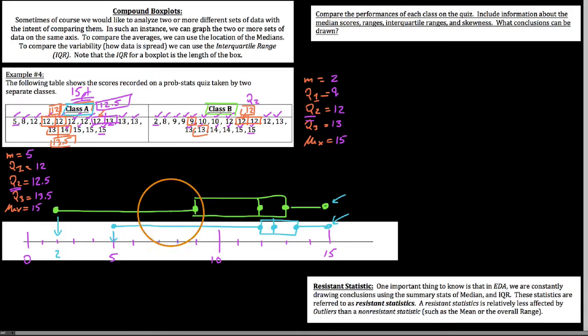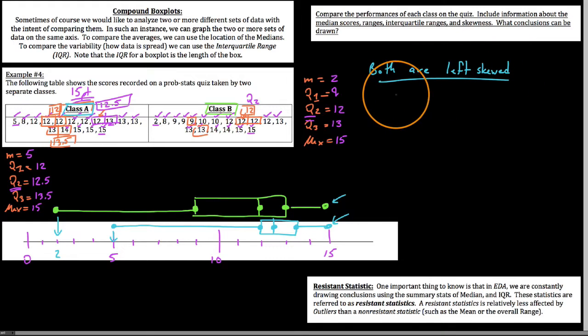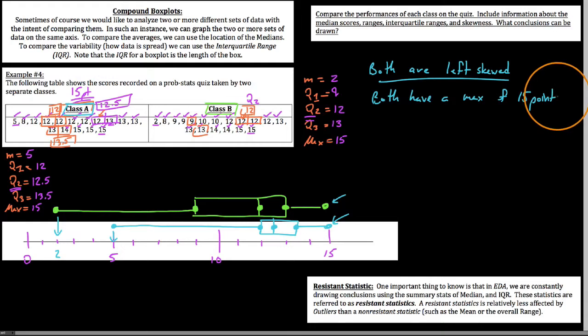But we could say that both of these box plots, I noticed that the lines are way long on each side on the left. So we say both are left skewed. Okay, that is, we had somebody in there that threw the data off on the left. Okay, we say both have a max of 15 points achieved. What else might we want to mention about this?